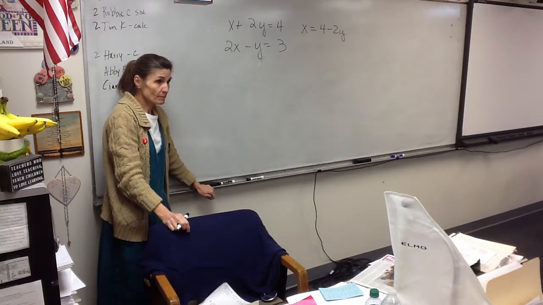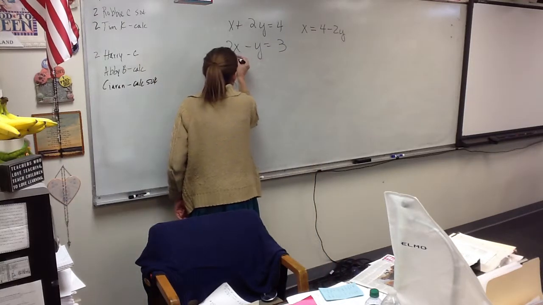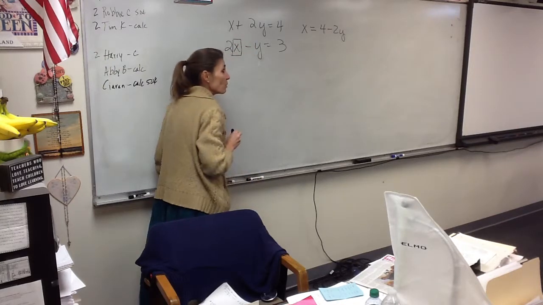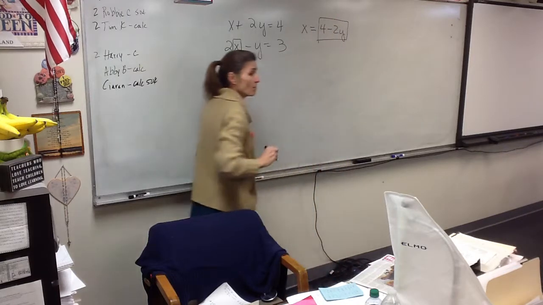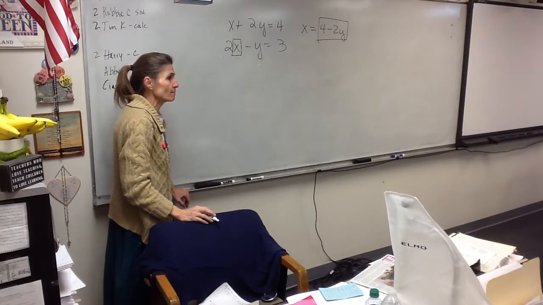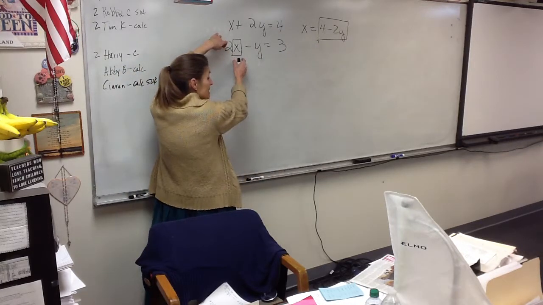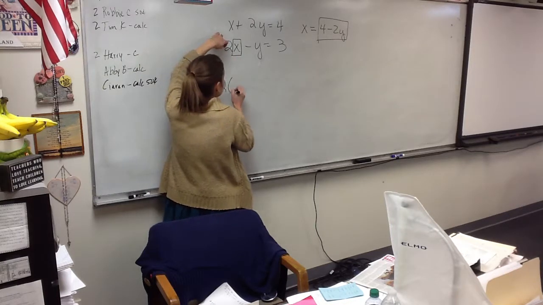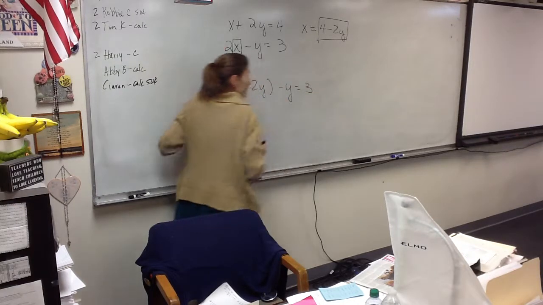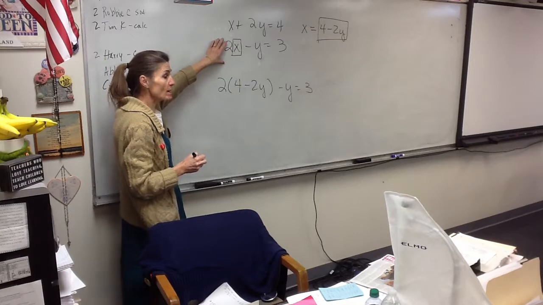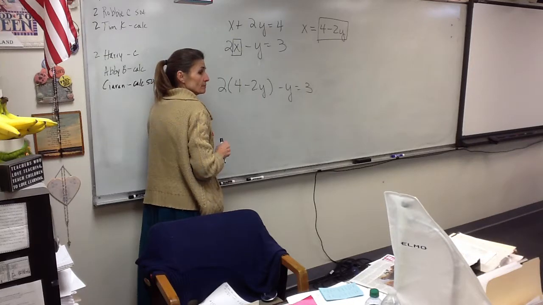You with me? Now, this is what x equals. So when I see an x in my other equation, I'm going to replace it with 4 minus 2y. Remember doing this? So when I cut that out and paste it here, my new equation will be 2 times (4 minus 2y) minus y equals 3. It's the whole equation with the x taken out and the 4 minus 2y plugged in.